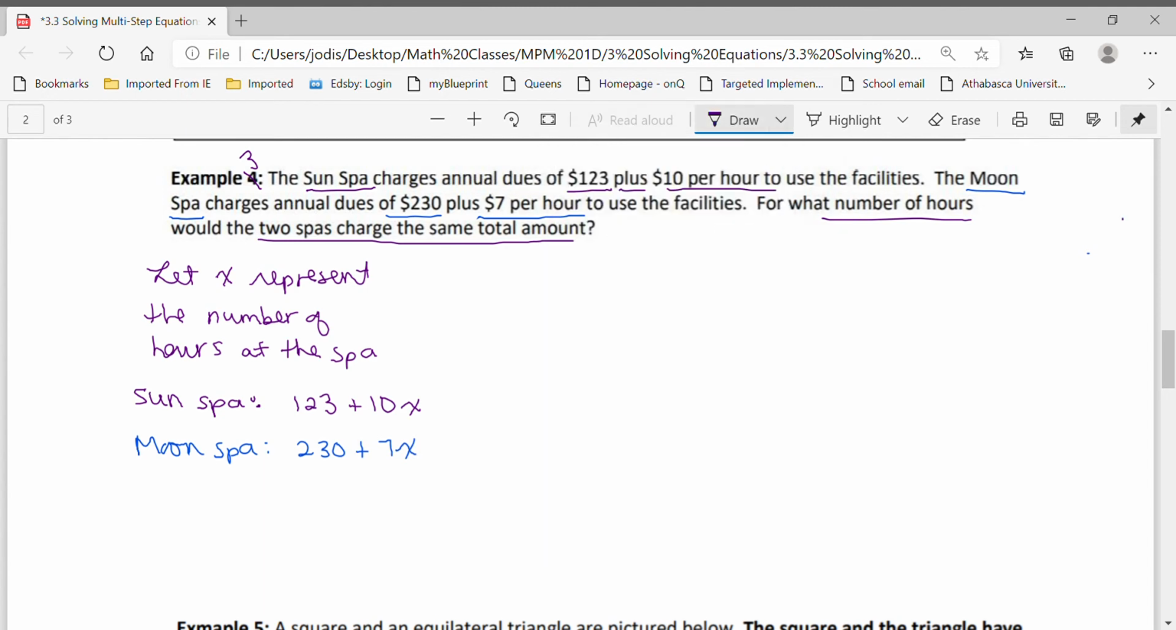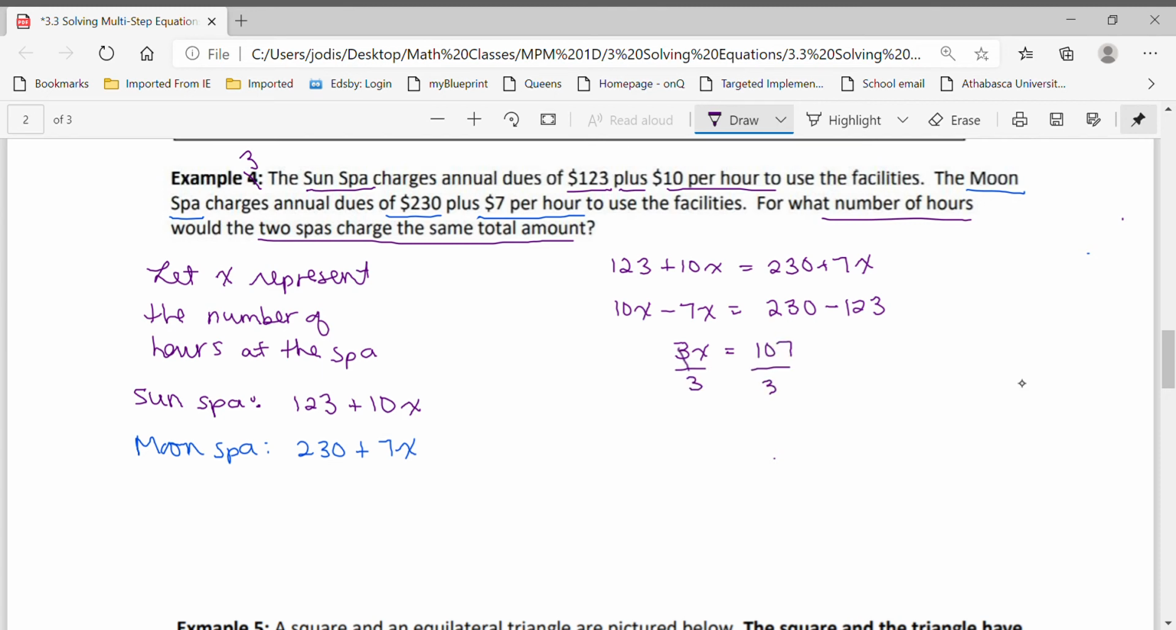Now, our question is actually asking us for what number of hours would the two spas charge the same amount. So when are they equal to each other? So we're going to take our Sun Spa and we're going to set it equal to our Moon Spa. If they equal each other, that means that they're charging the same amount, right? So then let's get all of our variables to one side. So we've got 10x here, and then this minus 7x, and then we've got 230 minus 123. So we've got 3x and 107 here.